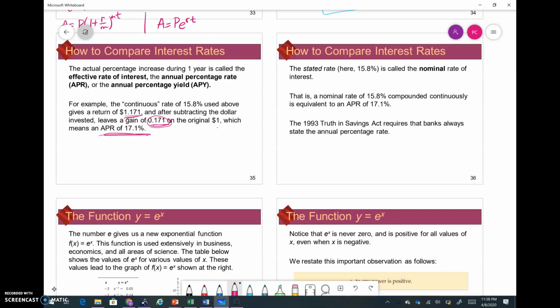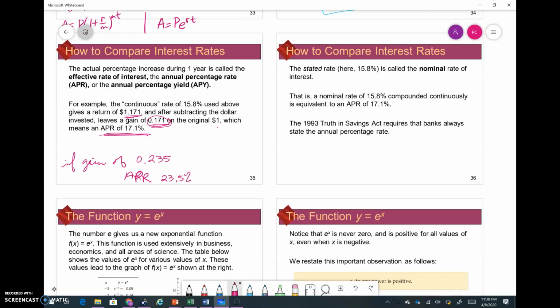Okay, so if we had a gain of 0.235, that would mean your APR would be 23.5%.